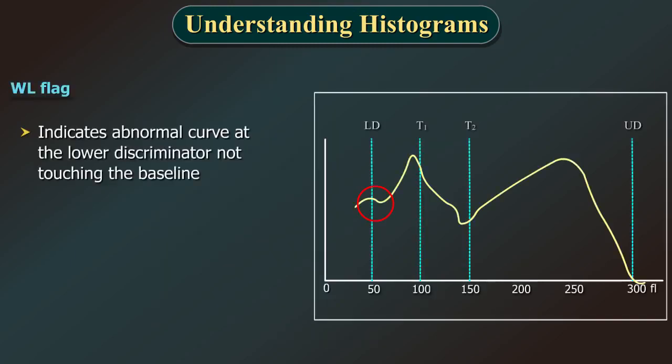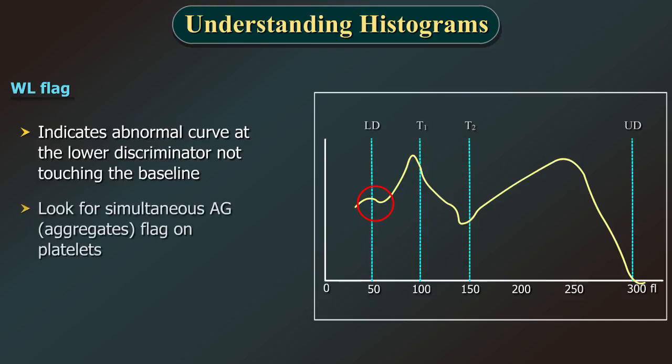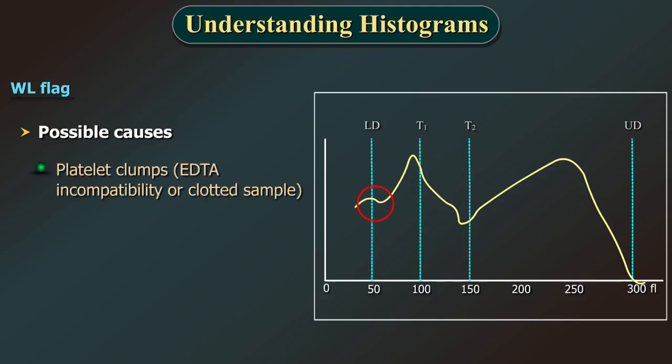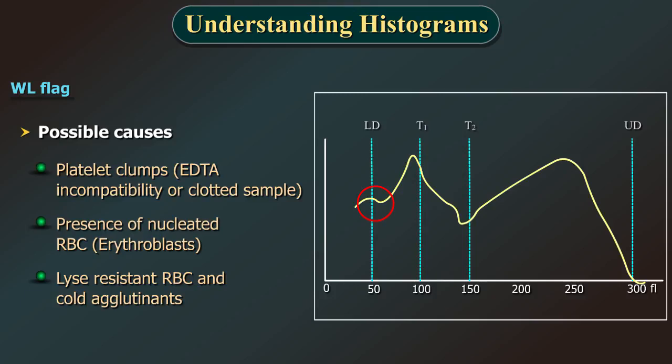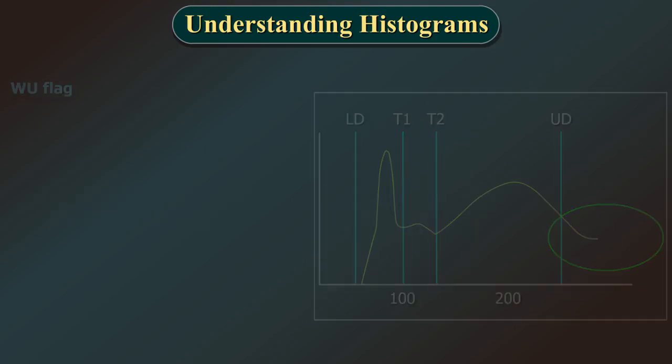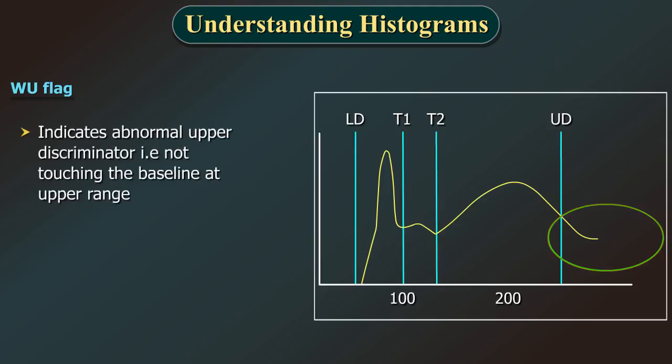WL flag indicates abnormal curve at the lower discriminator not touching the baseline. Look for simultaneous AG, that is aggregates flag, on platelets. Possible causes are platelet clumps, EDTA incompatibility or clotted sample, presence of nucleated RBCs, erythroblasts, lyse-resistant RBCs, and cold agglutinins. It can result in higher WBC count. Check manually.